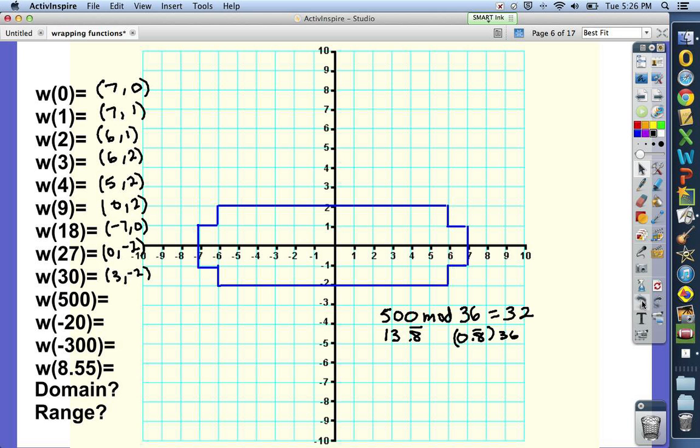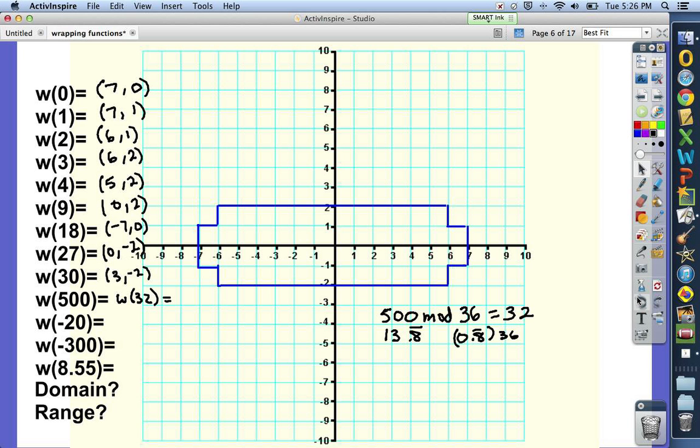Now on my calculator, what I do is I do 500 divided by 36. I get the 13.8 repeating. I simply subtract 13 and then take that value times 36. So that would give me that this is the same as a wrap of 32. I know that a wrap of 36 brings me all the way back to the beginning, so I actually just have to back out 4 units. 1, 2, 3, 4, bringing me to the point (5, -2).